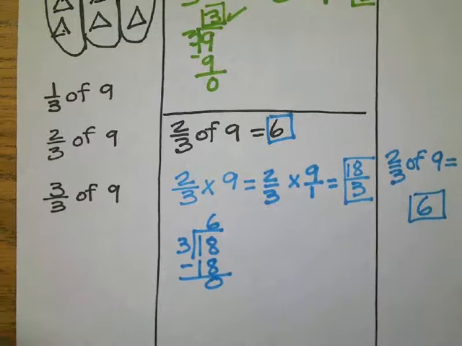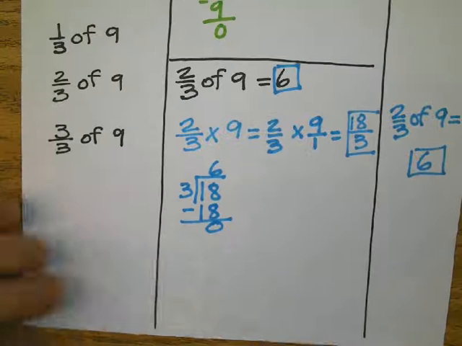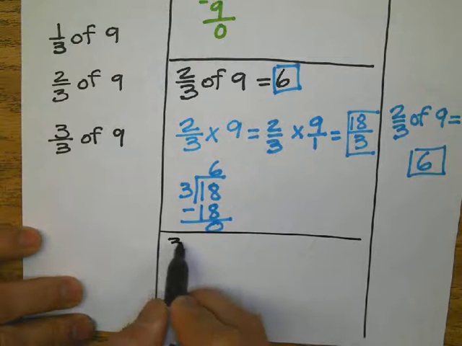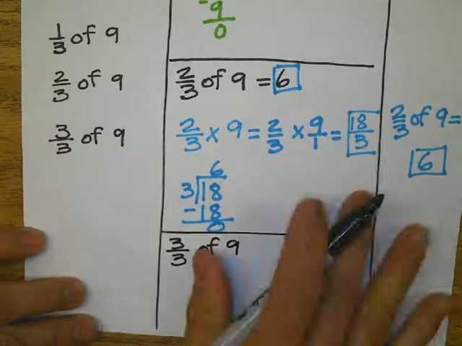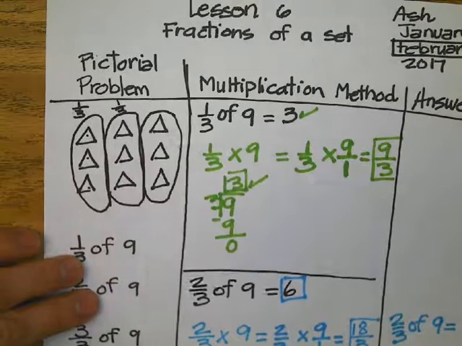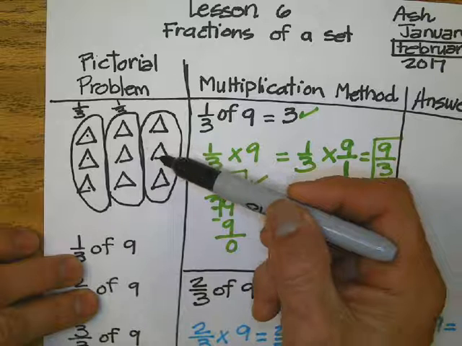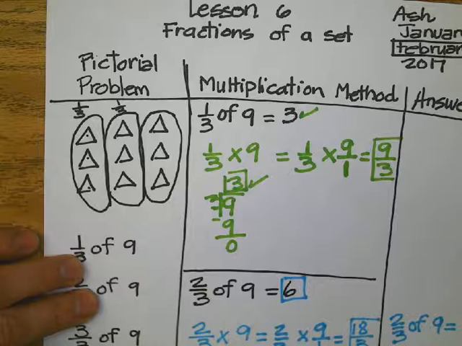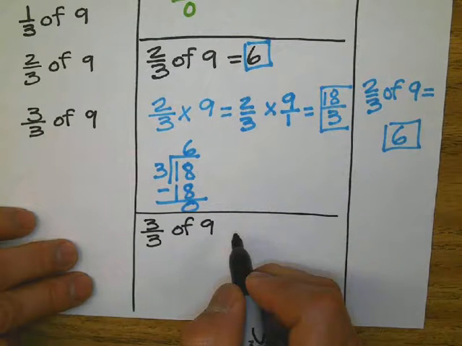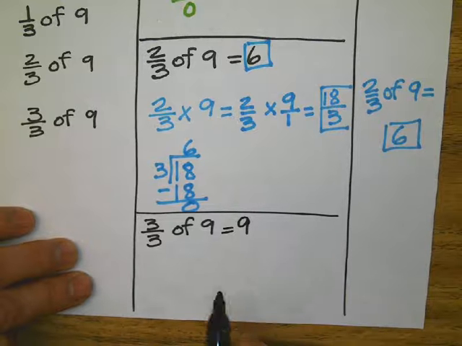Okay, let's do one last problem, my friends, which is 3/3. Now we have to solve 3/3 of 9. Once again, we're going to move to our picture. This is 3/3: 1/3 plus 1/3 plus 1/3 equals 3/3. And there are 9 inside, so the answer is going to be 9. Here's another way to see it.